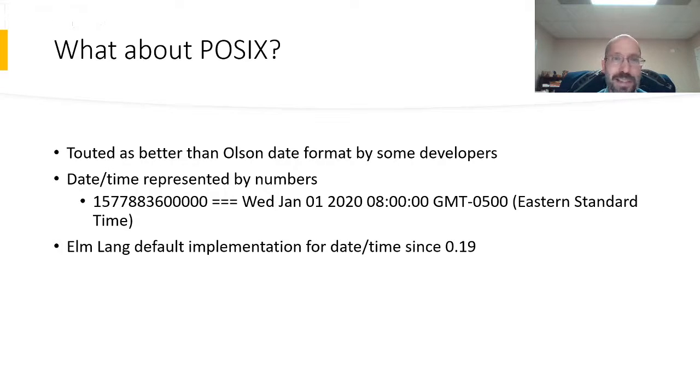So with POSIX, datetime is represented as a string of numbers. And here we have 15778836 and a bunch of zeros, and that is the equivalent of January 1st, 2020 at 8 a.m. Eastern Standard Time. There are some languages, such as Elm, that change their default implementation for datetime to POSIX. So there are people out there that really like POSIX. IBM is another company that really likes POSIX.